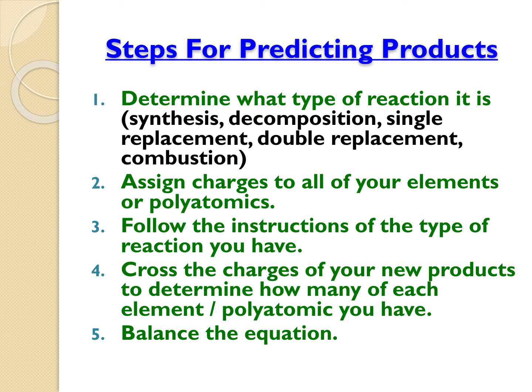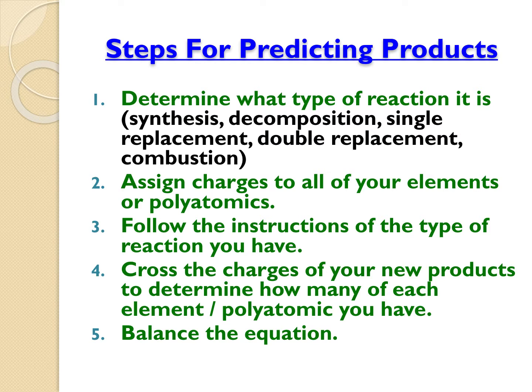Third, we're kind of going back up to the first one. We're going to follow the instructions of the type of reaction that you have. In other words, if it's a synthesis, it should be A plus B yields AB. So you shouldn't have anything being added together on the product side. You'll see that as we go through some examples.